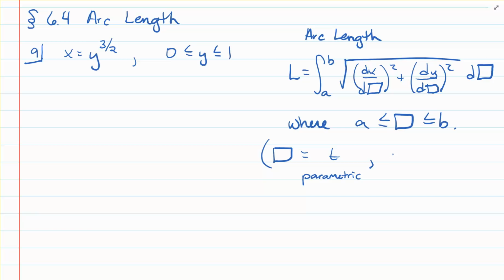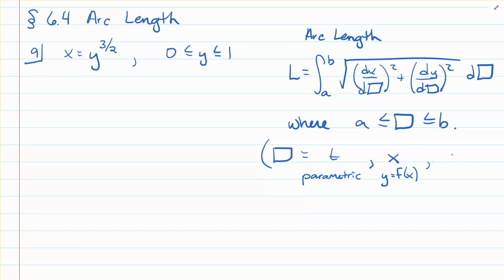Or sometimes you have that something is an x, and that's when you have a regular plain old function y equals f of x. So your derivative of y with respect to x is the normal derivative. Your integration is with respect to x. And then this term, dx dx, the first term here, just becomes a 1. The derivative of x with respect to itself is 1. 1 squared is still 1, and you have 1 plus in the formula.